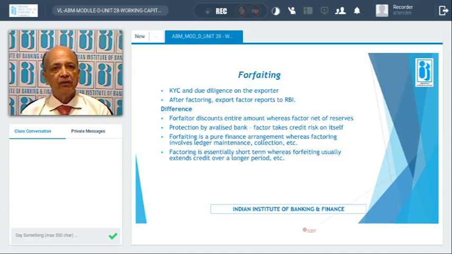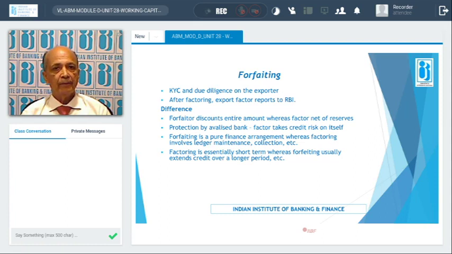Then again, in all the cases, the banks are required to comply with KYC and due diligence on the exporter. So if we are doing this forfeiting, we have to follow the KYC guidelines. We have to see that meticulous compliance of the KYC, AML, CFT guidelines, which are being issued by RBI from time to time, should be complied with. And the due diligence, as I already explained, on the exporter also has to be seen.